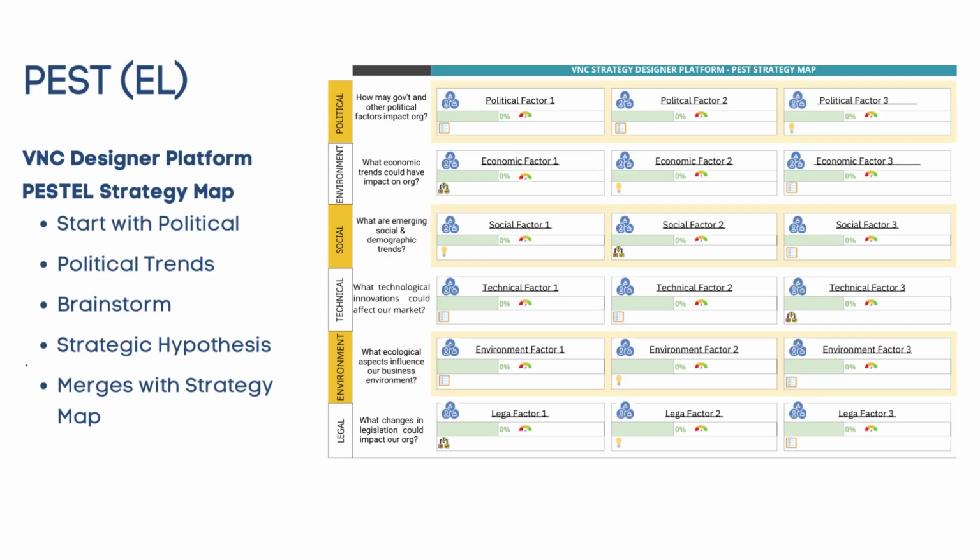Here is a snapshot of one of our PESTEL strategy maps from the VNC Designer platform. The strategy map has all the factors along the left side of the map, along with the questions to ask. I highly suggest you start the PESTEL process with the first factor, political. Find political trends that could potentially impact your business. Such trend examples for political may be government policies, political stability, bureaucracy and corruption, country's political climate, and pending legislation.